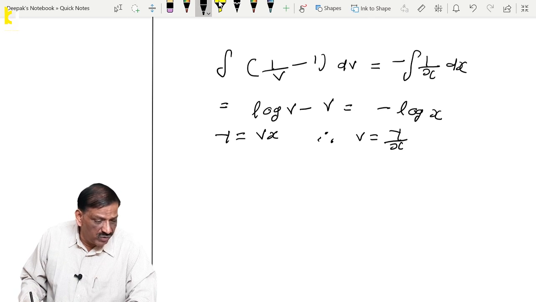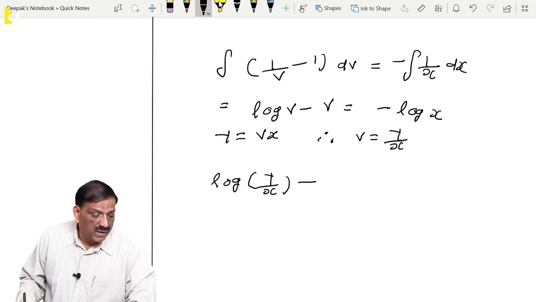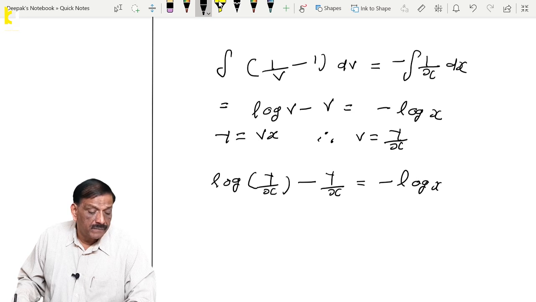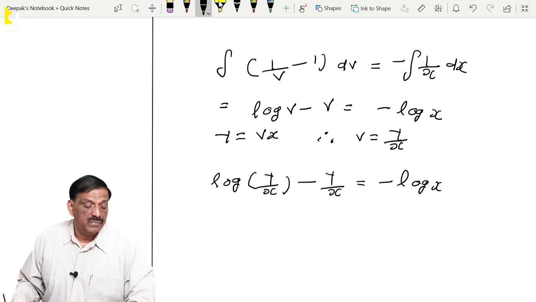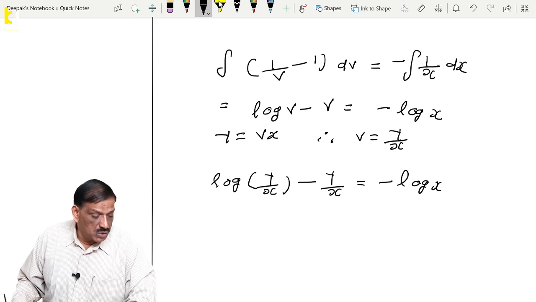That is log v minus v is equal to minus log x. So, this is equal to log v, that is y by x, minus v, v is also y by x, equal minus log x. Clear? If you have any doubt in any steps, please comment in my comment box. This is one of the best questions.